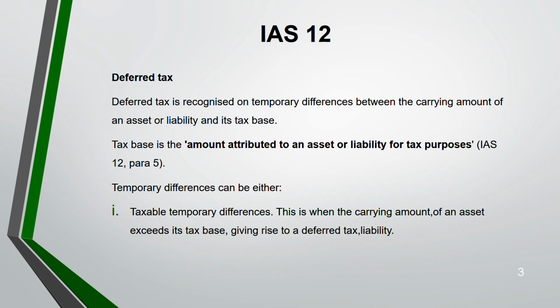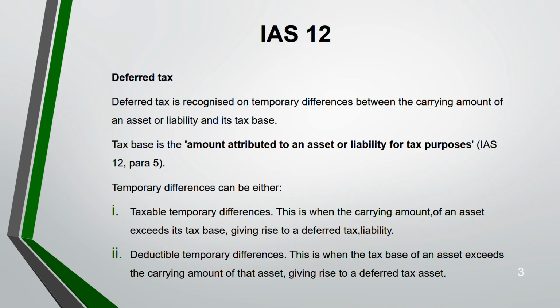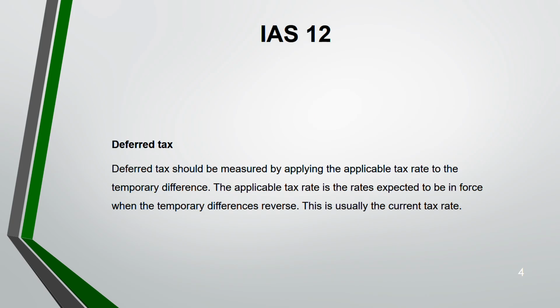There are two types of temporary differences. When your carrying amount is more than the tax base, it is known as a taxable temporary difference. Why taxable? You can tax on it. It will be taxable further, which will give rise to a deferred tax liability. Next is deductible temporary difference. When your tax base is more than the carrying amount, it will give rise to a deferred tax asset. Now, in your exam, the main thing is to identify whether it's a deferred tax liability or asset.